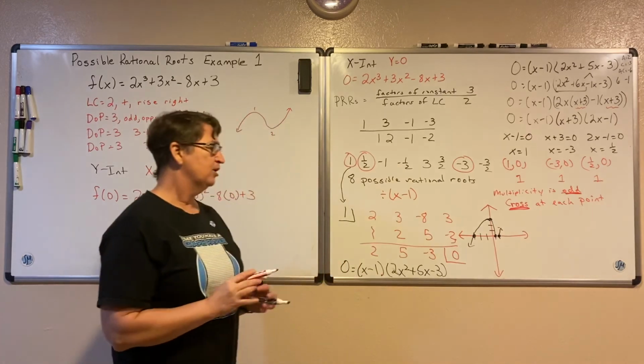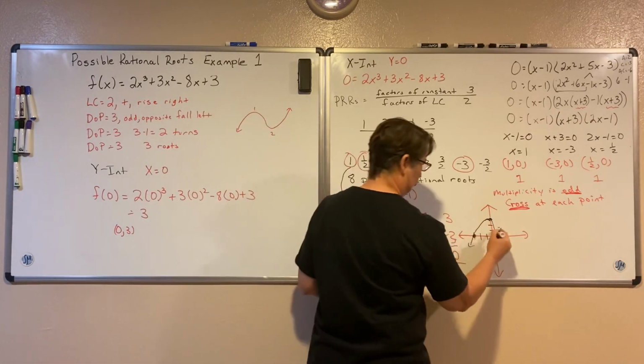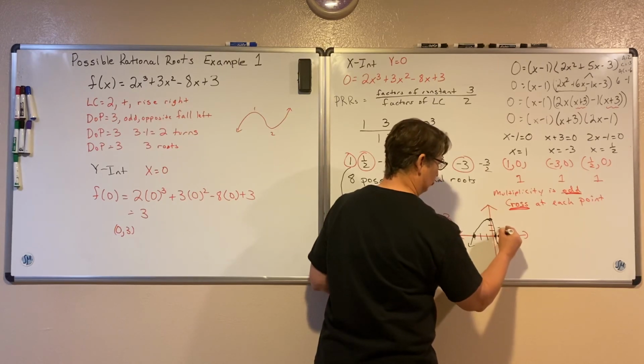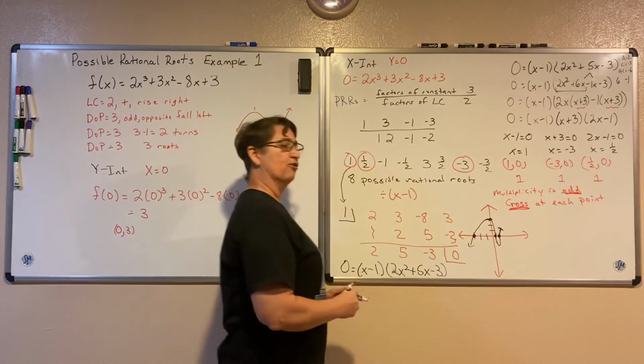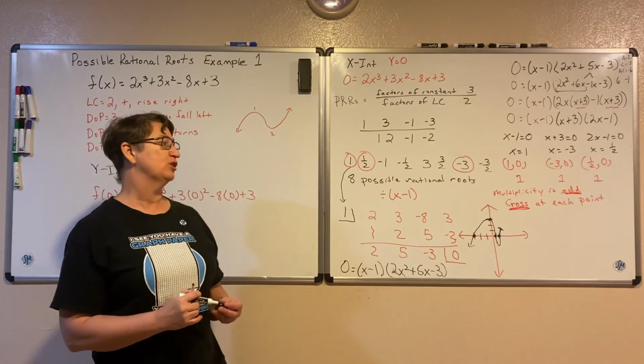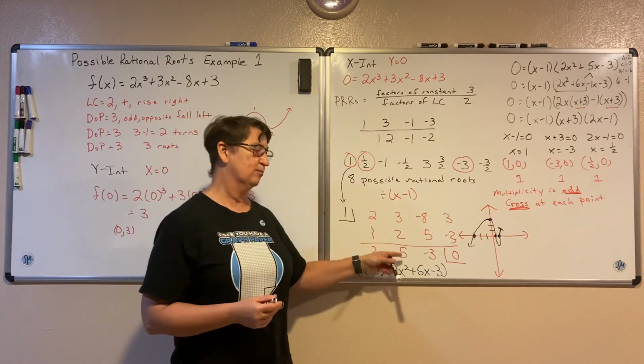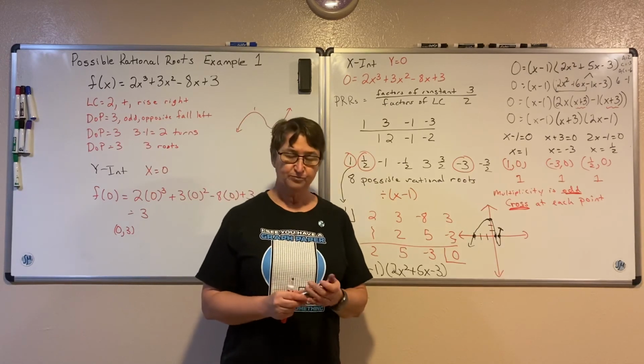Sorry about that. So it crosses at this point, it crosses at this point, and then it turns around somewhere and comes back up and crosses at that last point. So there's our polynomial graphed fully and completely. And notice how we can use that possible rational roots theorem to help us to factor.